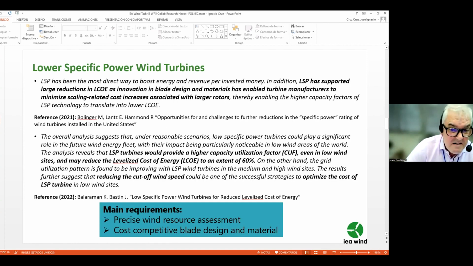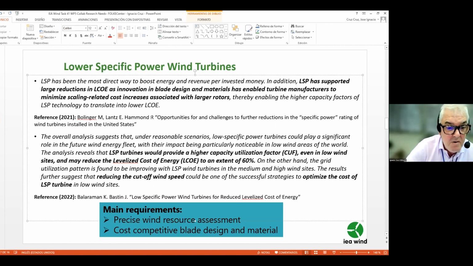Here we can see some comments about the possibilities of lower specific power wind turbines. For instance, it's clear that lower specific power wind turbines reduce the LCOE, but innovation in blade design and materials is required in order to minimize the scaling-related cost increases associated with larger rotors. So this is an important thing. Research is needed to reduce the cost of these larger blades.